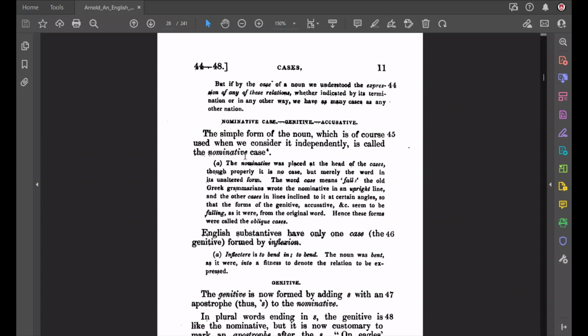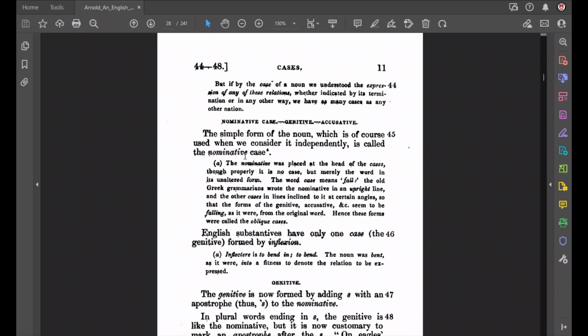The word case means fall. The old Greek grammarians wrote the nominative in an upright line, and the other cases they wrote in lines that inclined to it at certain angles. So the forms of the genitive, accusative, and the rest seem to be falling from the original word. Hence, those forms were called the oblique cases. Okay? So that note simply explains where this name nominative comes from and what the word case actually means.